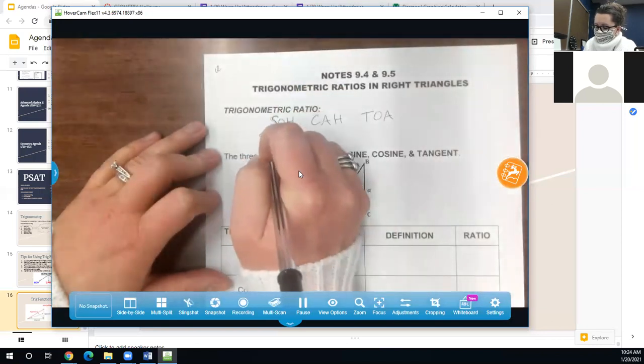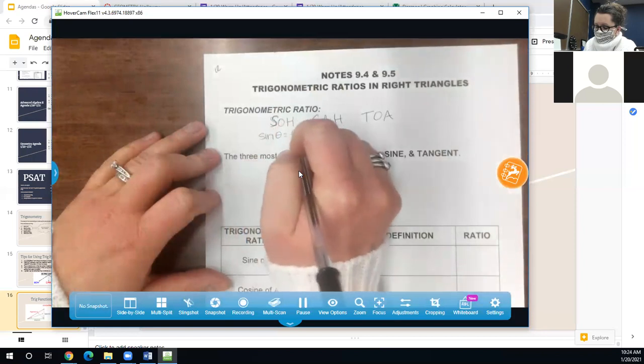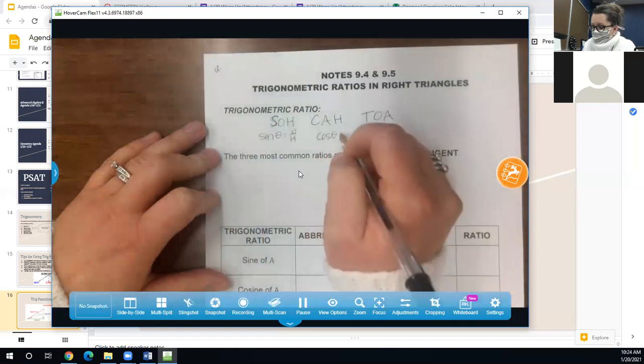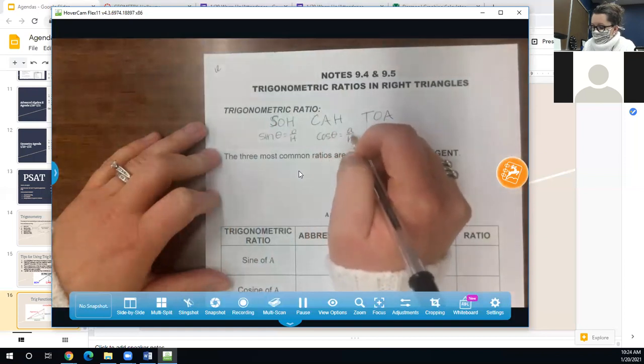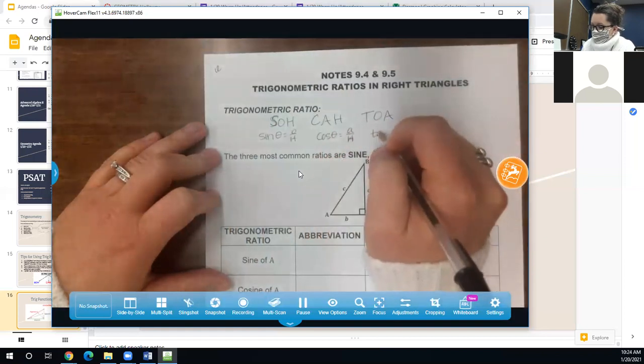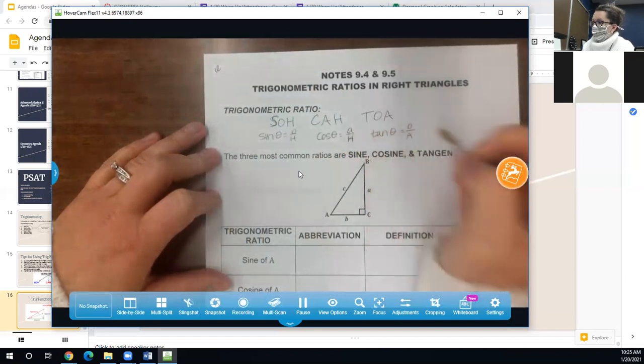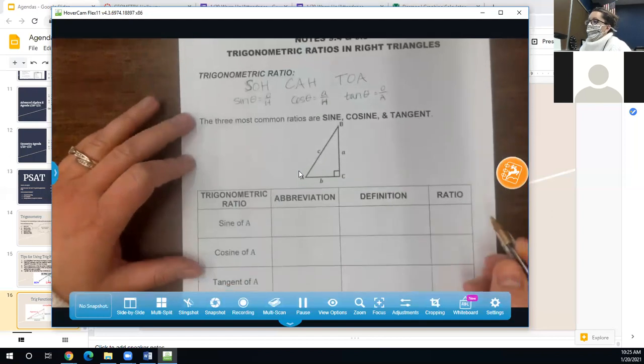SOHCAHTOA. Sine of theta equals opposite over hypotenuse. Cosine of theta equals adjacent over hypotenuse. Tangent of theta equals opposite over adjacent. All right, so let's do this.